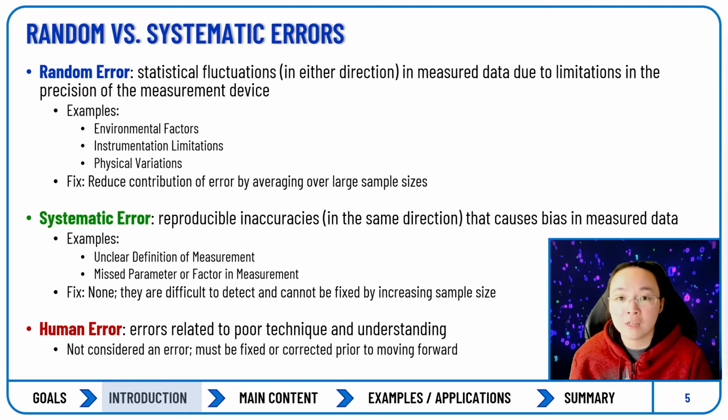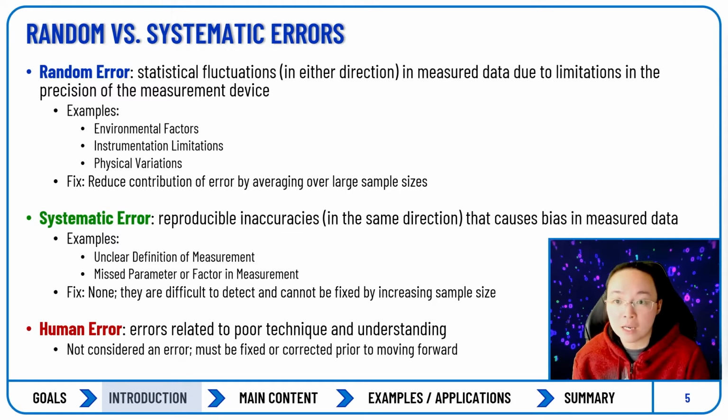So what kind of fix is there? There essentially is not much of a fix, but you can reduce the contribution of error by averaging over large sample sizes. That is the proposed fix to random error. You can minimize its effect by taking more measurements.